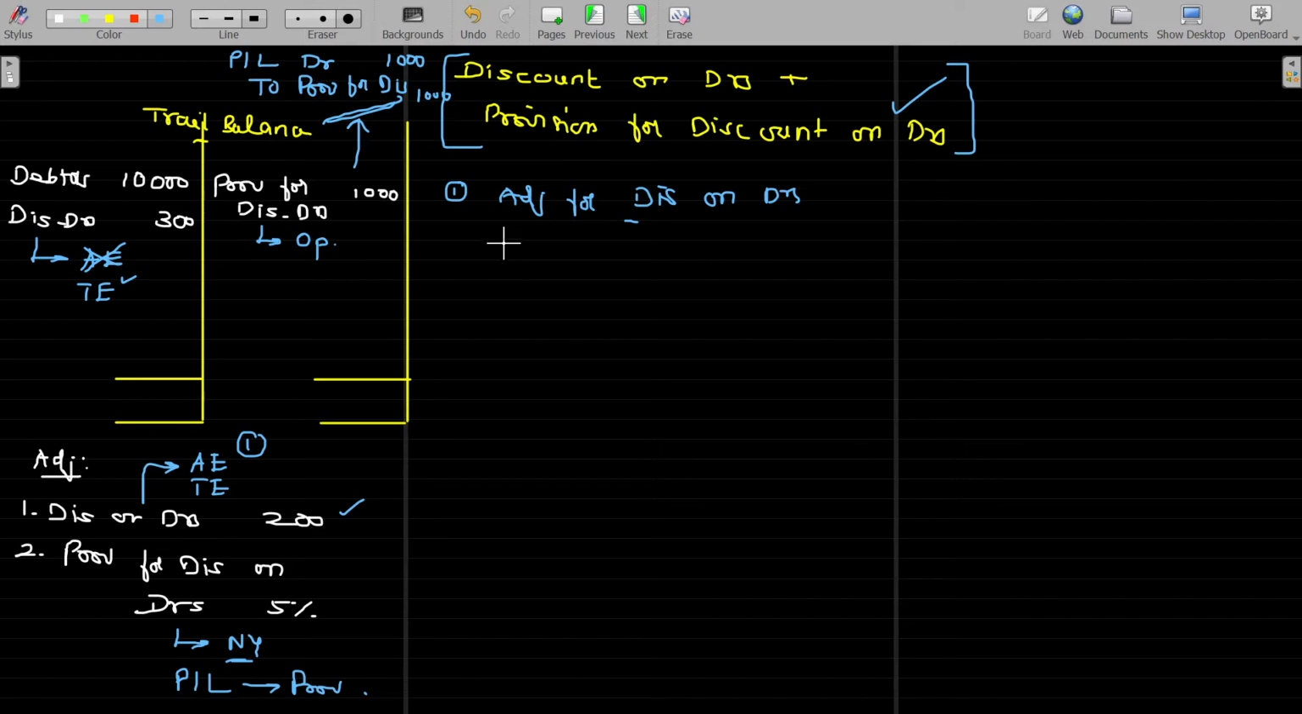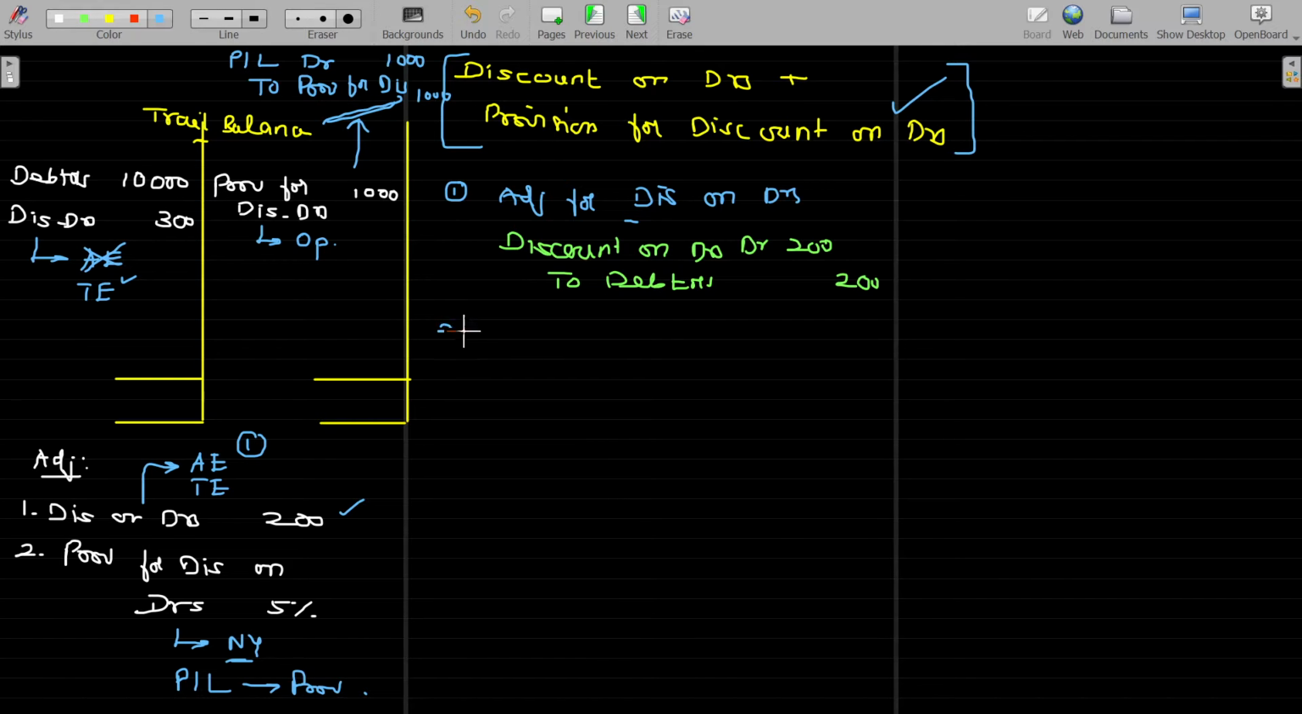The entry being: discount on debtors account debit, to debtors account, the value being 200.